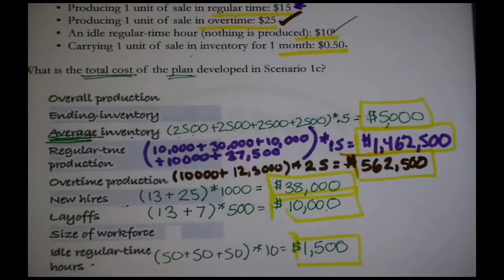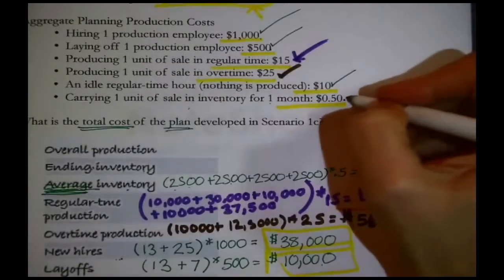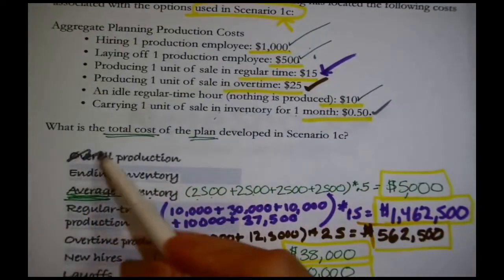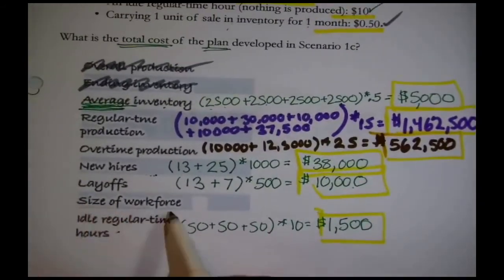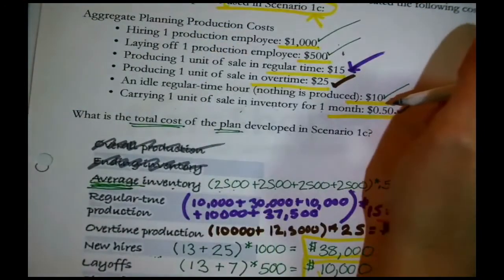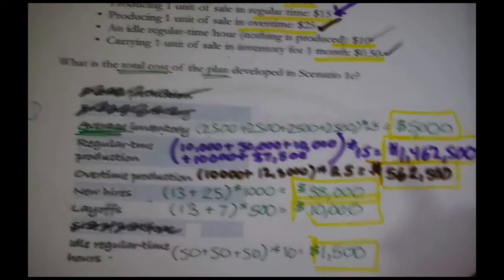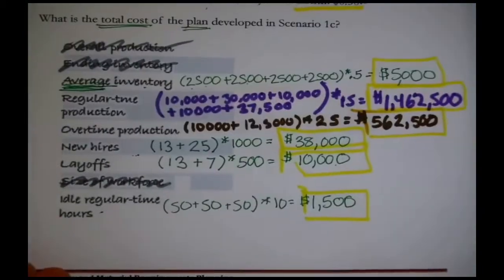You say, yeah, but you haven't used all the rows. True, but I've used all the information about what cost me money. Overall production, turns out I don't need. Ending inventory, we decided not to use that. And the only other thing here is size of the workforce, and it doesn't say that there's any particular charge per month for the size of the workforce. So for this particular scenario, my invoice is almost finished.